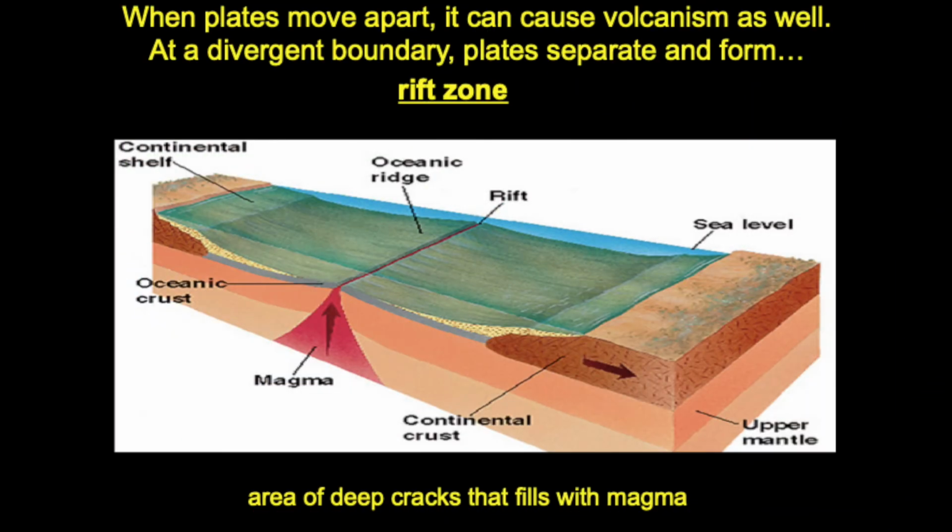And where these plates meet, sometimes when plates move apart, it can cause volcanism, where there's a giant volcano. This is known as a divergent boundary. This is where plates separate and they actually form a rift zone. New Earth is actually being created at this place out in the middle of the ocean.